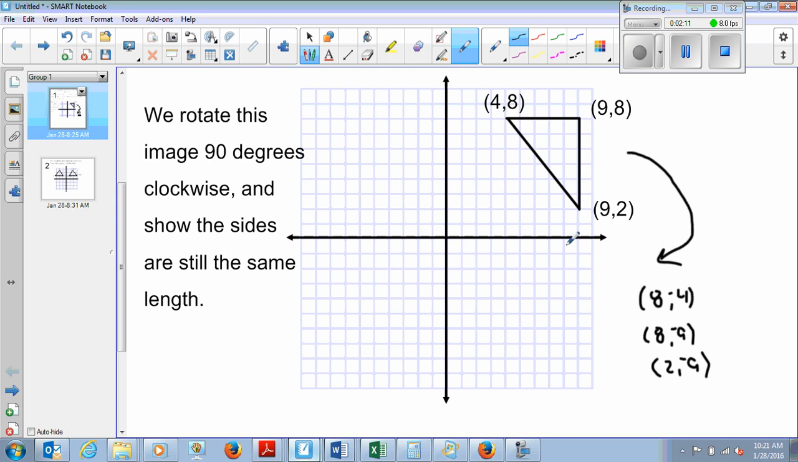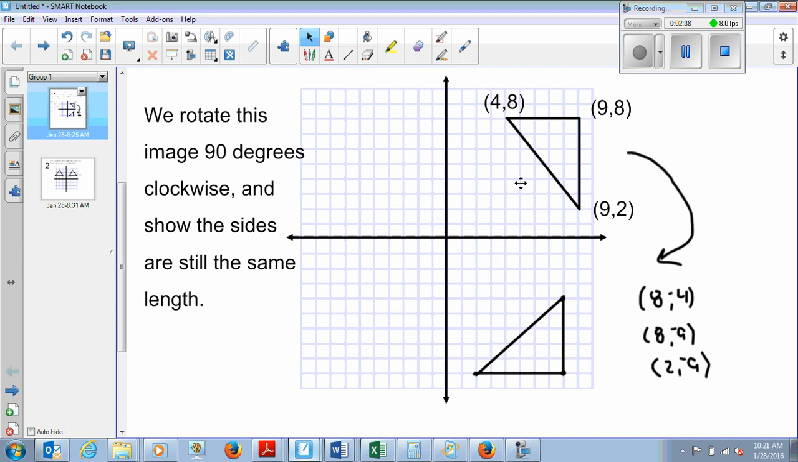And now I'm going to plot this triangle. So we have 8, 4. There's 8, 1, 2, 3, negative 4. It goes right there. 8, negative 9. There's 8. Down here's negative 9. And then we have 2, negative 9. So now I'm just going to go ahead and connect these. There we go, to form a triangle. And we have our two triangles. This image has been rotated down here.